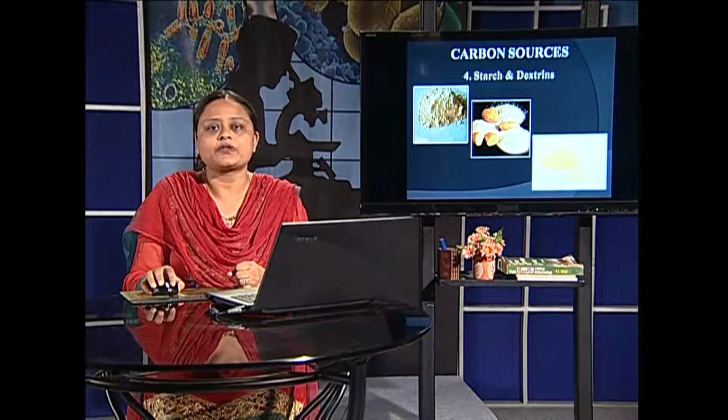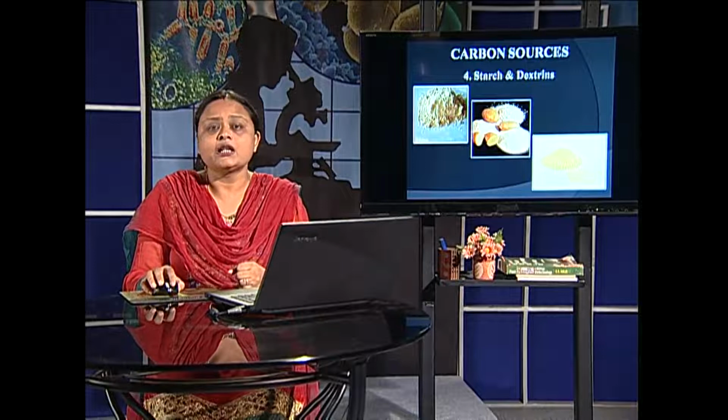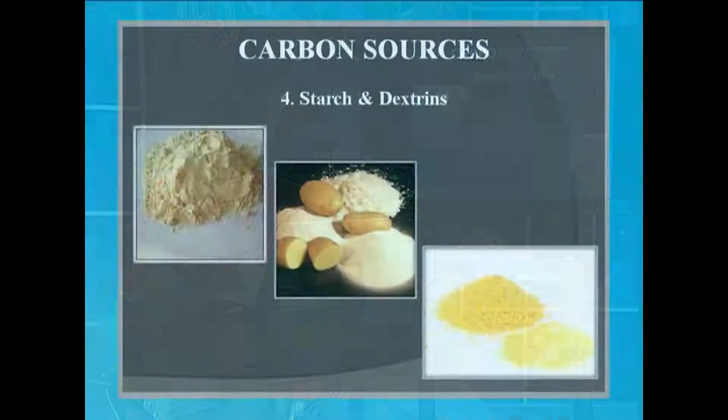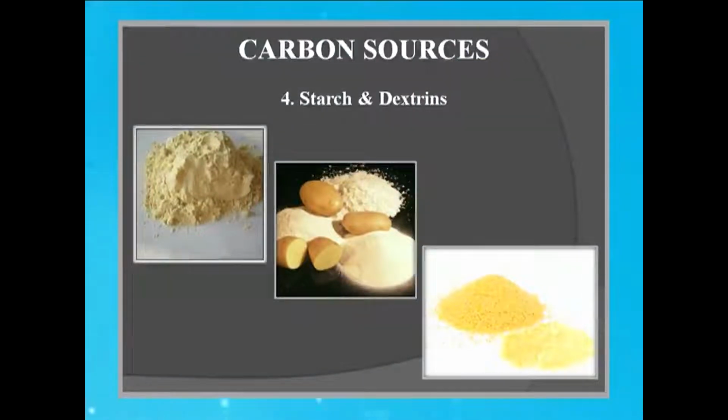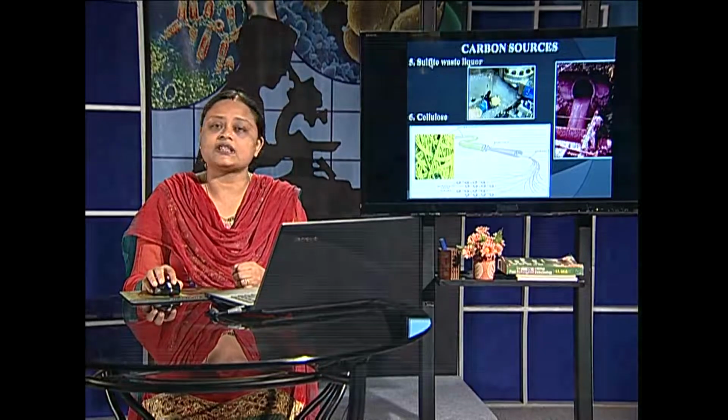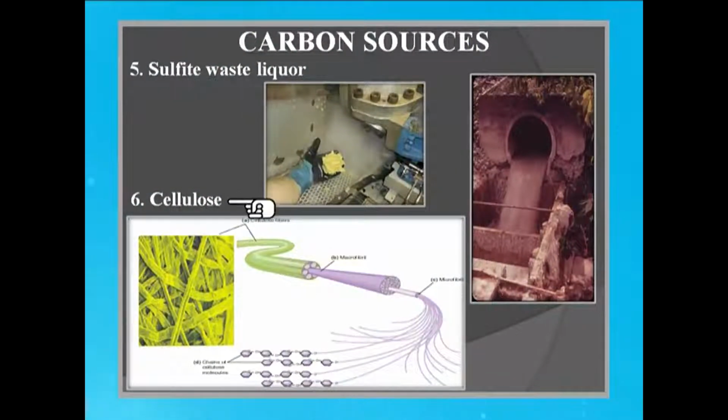Then we have starch and dextrins, very commonly obtained from several starch producing plants like potatoes and cassava, and it can even be other materials which we commonly see at the food grade scale. The powders of starch and dextrins are easily available and can be very well used in the industries as a cheap crude source. Other carbon sources include sulfite waste liquor and cellulose.